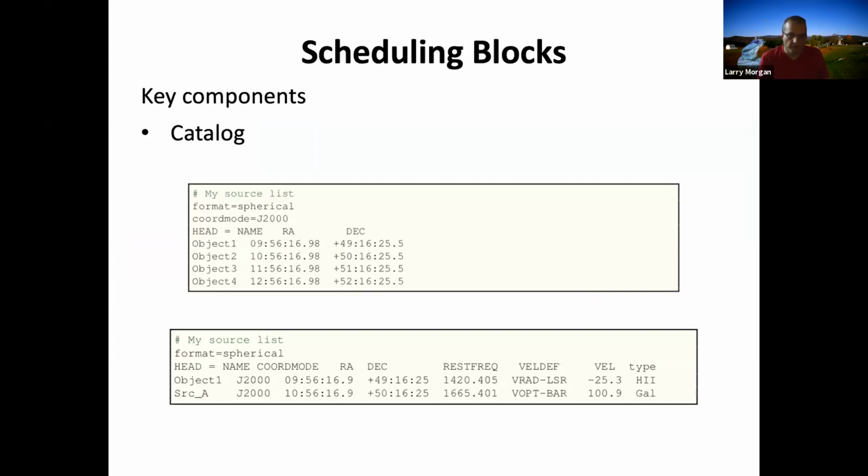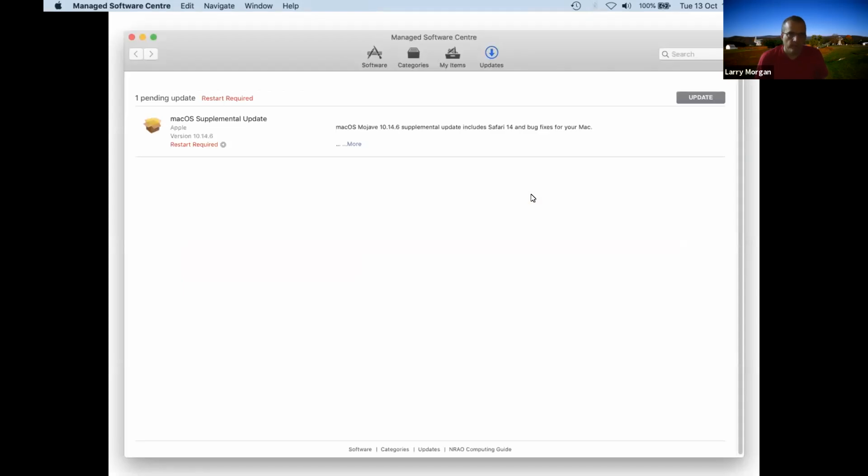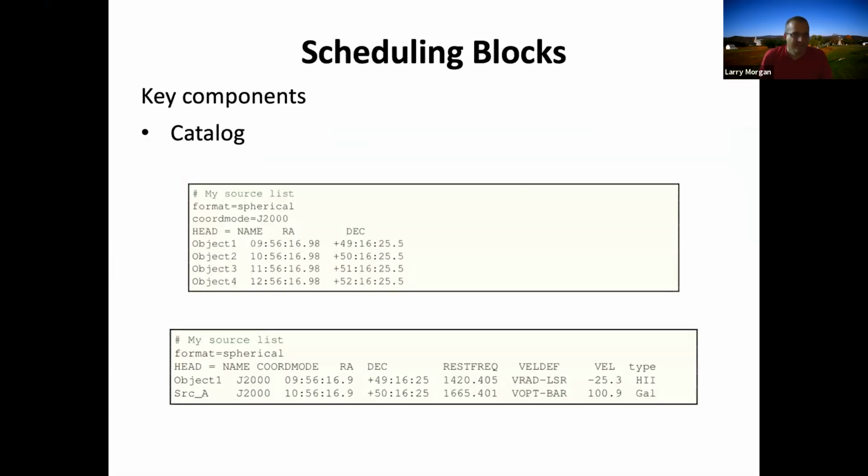So this brings me to a bit more detail about the scheduling blocks themselves. The first thing you want to do is define your catalog. You need to tell the telescope where you're going to want to point it. And the most basic way of doing that is to set up a catalog with an object name and a set of coordinates. So here we have a very simple catalog with the name, RA, and DEC of several objects in there. You can actually put in a lot more parameters than that.